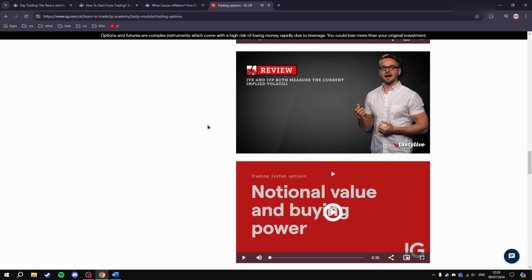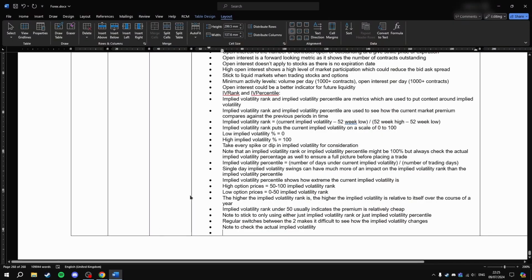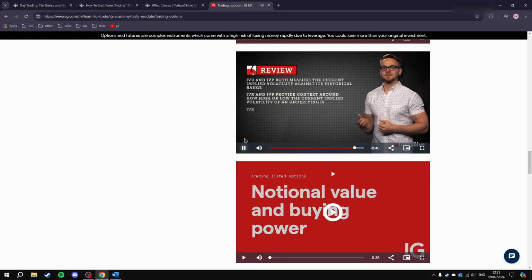Let's review. Implied volatility rank and implied volatility percentile both measure the current implied volatility against its historical range. They provide context around how high or low the current implied volatility of an underlying is. This helps us put context around the current IV we're looking at, which helps us make trading decisions.